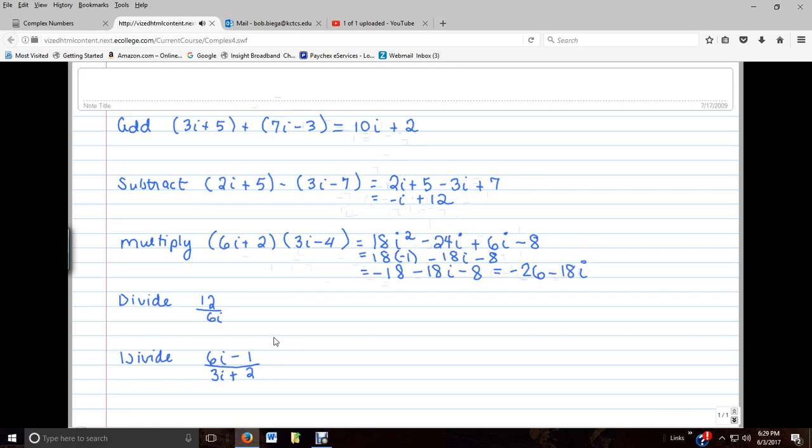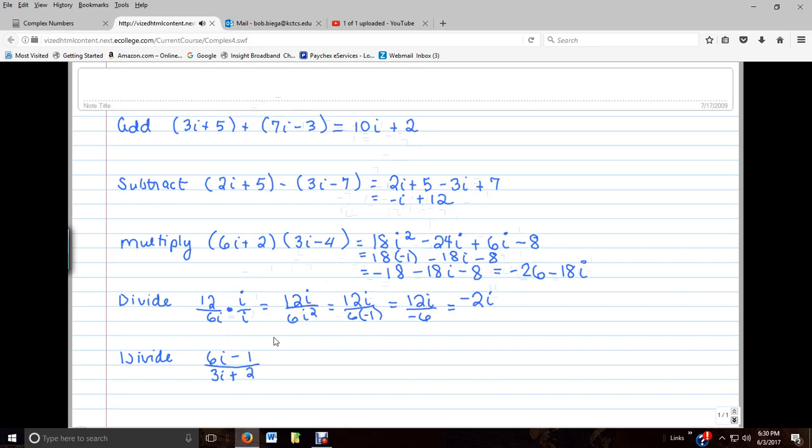All right, now to divide, we don't want to leave i's in the bottom of any fraction. So to get rid of this i that's in the bottom, all we have to do is multiply by i over i. Notice that gives me a 12i on the top and 6i squared on the bottom. Now, I know that i squared can be rewritten as negative 1. So really, this is 12i over negative 6. 12 divided by negative 6 is negative 2, and we still have our i.